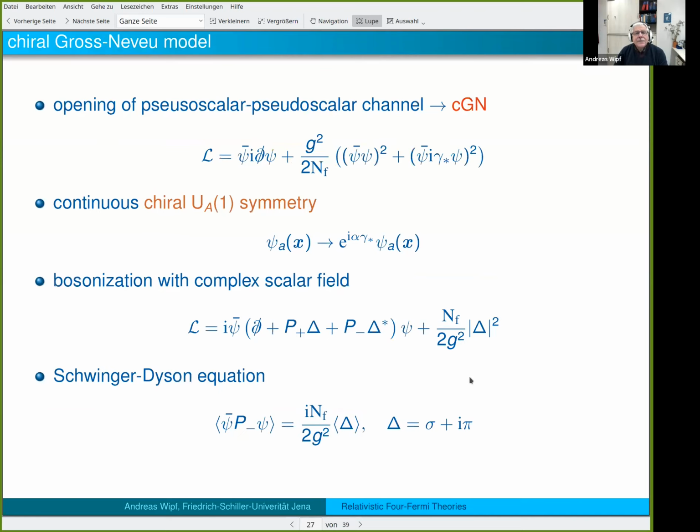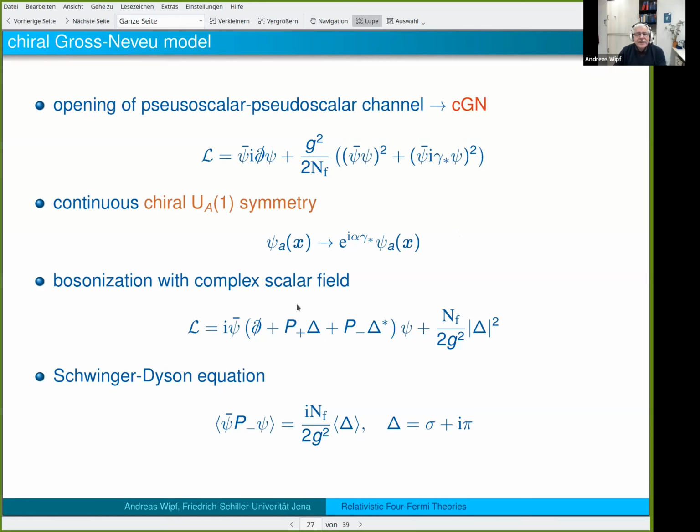Then you could, of course, study more general Four-Fermi theories. The next step you could go is by including another additional term, such that the model now has a continuous axial symmetry. And in this case, the condensate would really break this symmetry. And this really should not happen in 1+1 dimensions.